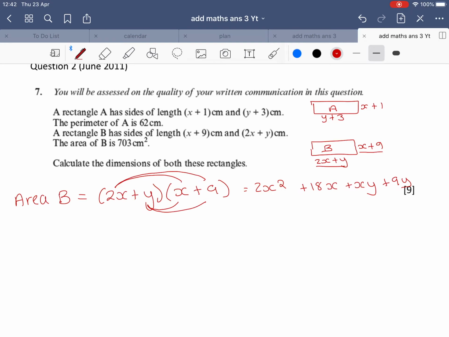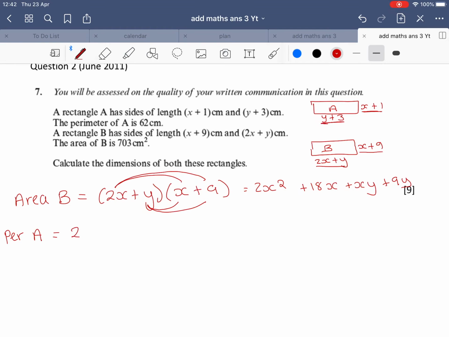So this is a big equation so far. I can't halve all my numbers because I haven't got any number here. So I'm just going to leave it like so. I'm now going to do my perimeter. So perimeter of A. So you need to know that perimeter is going to be all your sides added up.